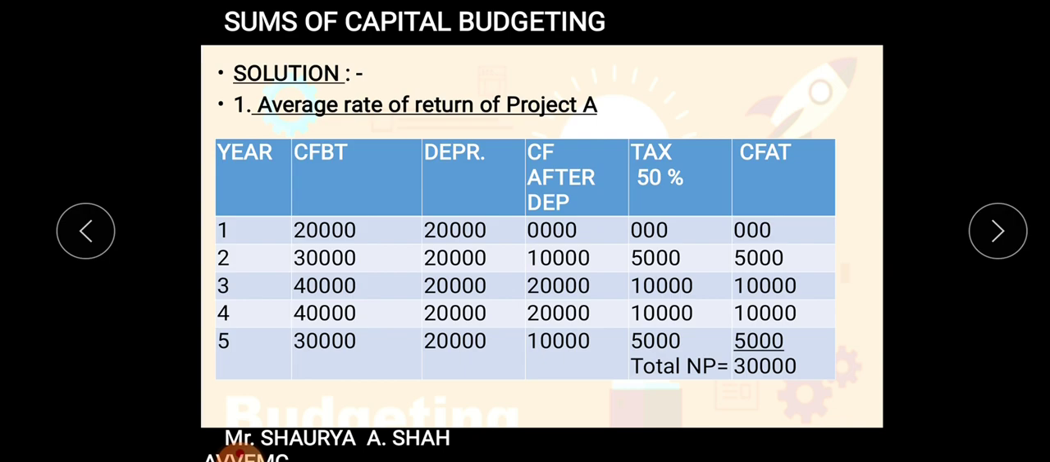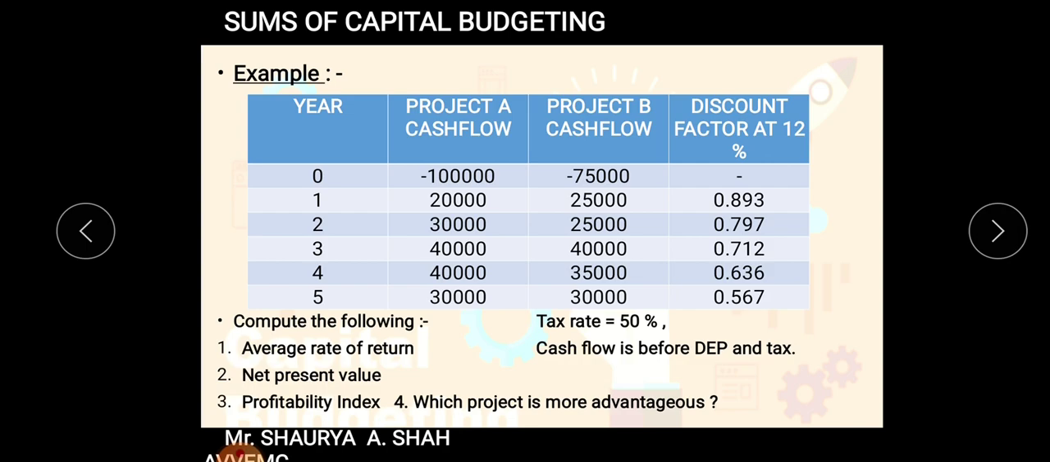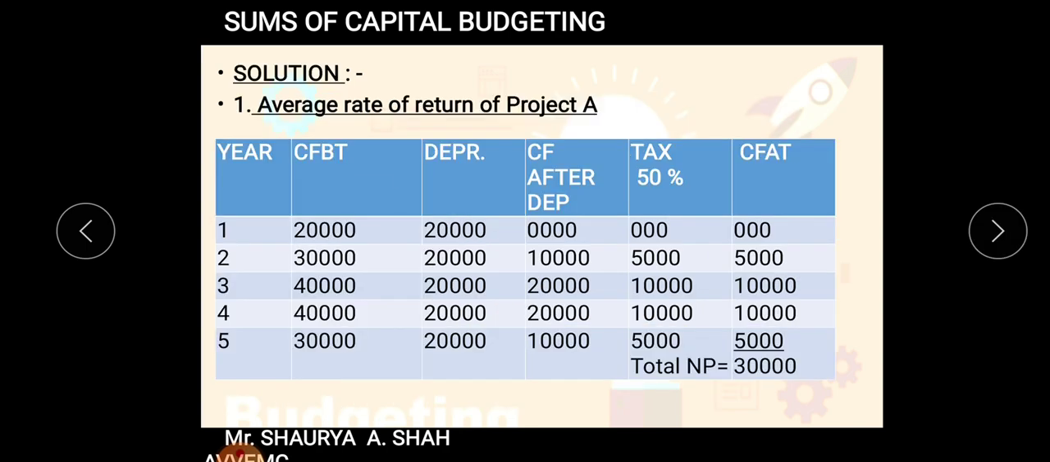ARR of project A, students, right? Again, what you need to do is, you need to prepare the 6-columnar table in which you will be having such kind of values, right? In that, the very first column will be years. We will not take the 0 year because it is the investment for us, that we will take afterwards in the formula. So what you need to do, students, is first column will be year 1 to 5. Cash flow before tax, that is what is given in the sum, 20,000, 30,000, 40,000, 40,000 and 30,000, right?